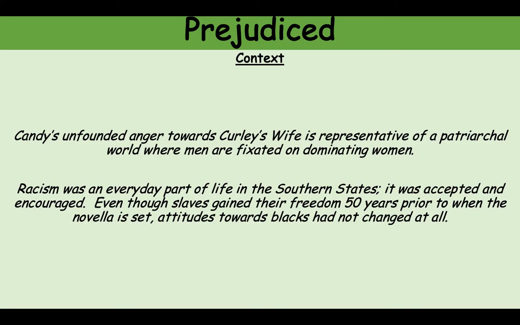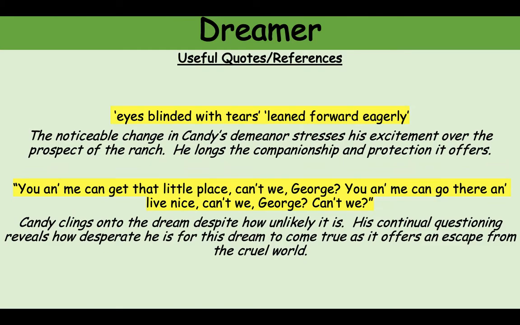And then, of course, racism is clear in his dialogue when talking about Crooks. And this was an everyday part of life in the southern states at this time in the 1930s. It was accepted and it was encouraged. Even though slaves at that point had been free for about 50 years, the novella really highlights that attitudes towards Black people hadn't changed at all. And we clearly see that in his speech.